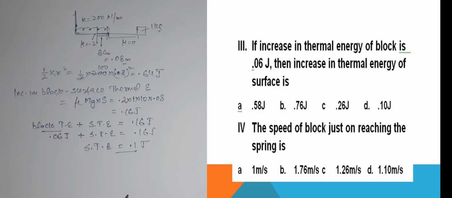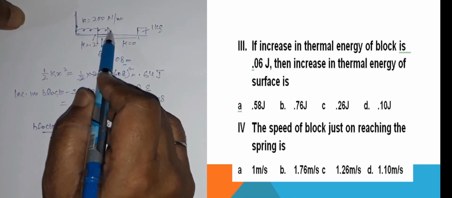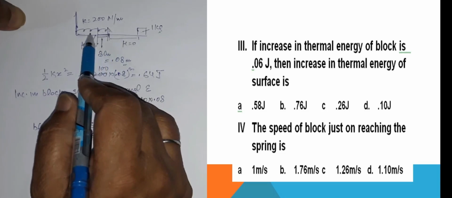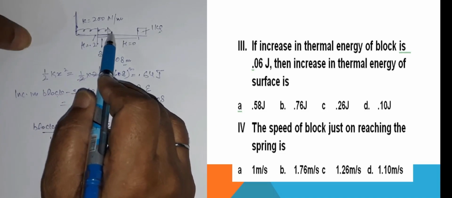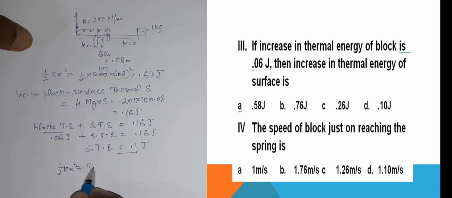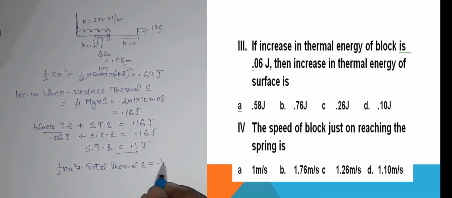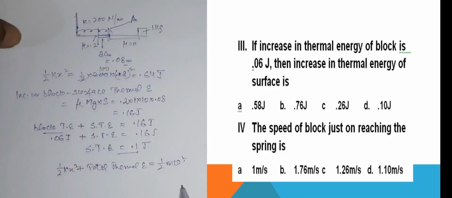In last part it is to be found out what will be the speed of the block when it reaches here. It will be decided by the total energy lost in the further process. Total energy lost in the further process is half kx square plus total thermal energy. That was the kinetic energy. Let's consider this point A at A.